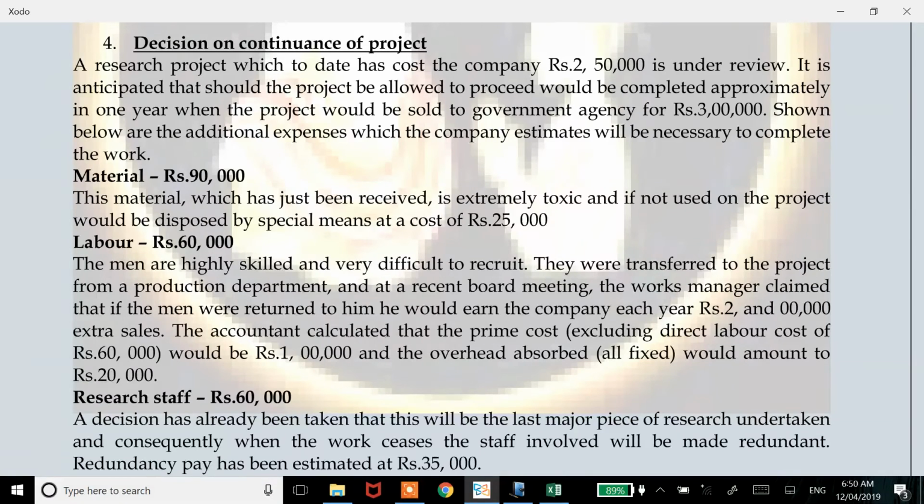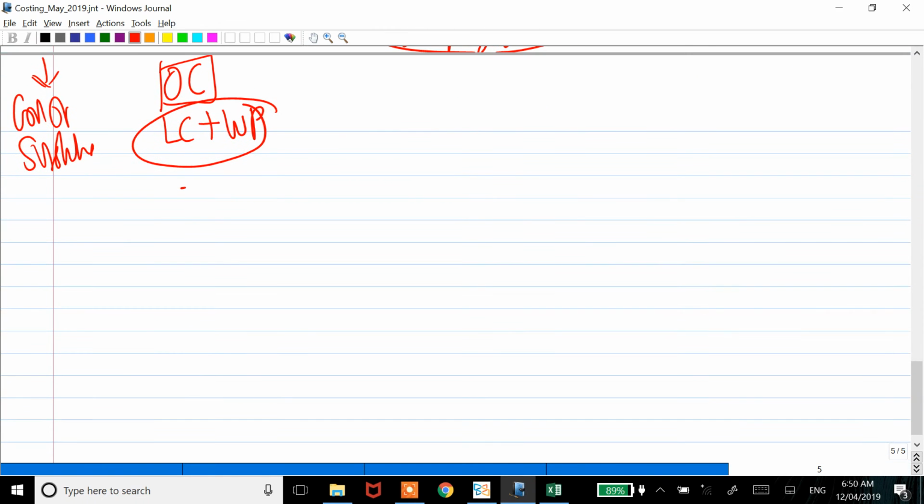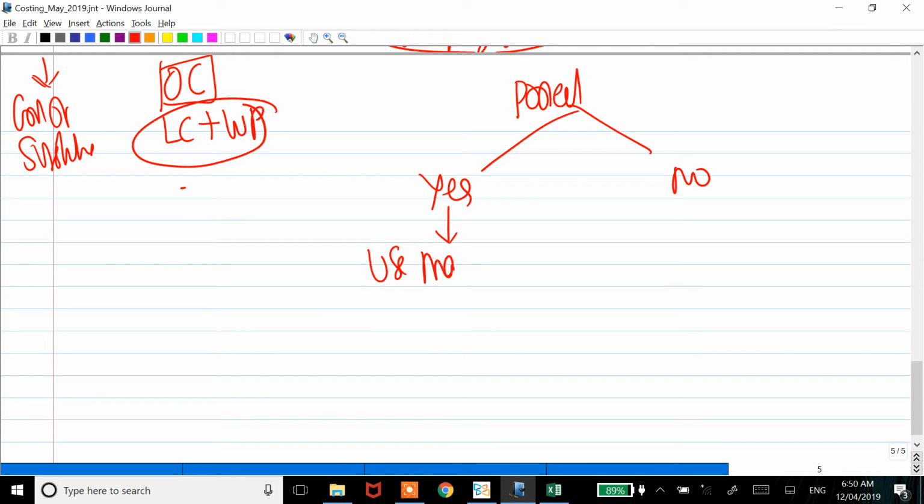Read this information on material and tell me what should be relevant for material. Material is available. The question is not about fast moving or slow moving, those questions will not come. They are saying it's extremely toxic and it will have to be disposed of at a cost of 25,000. Now listen: project, yes or no, use material, zero inflow, zero outflow.